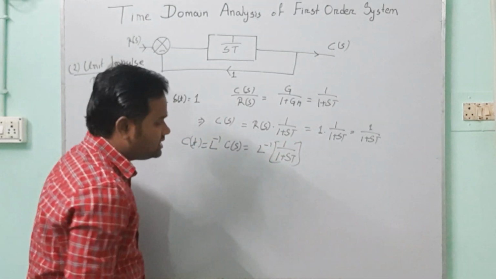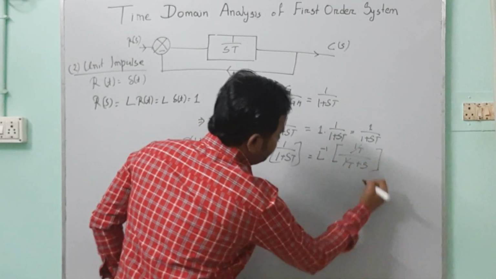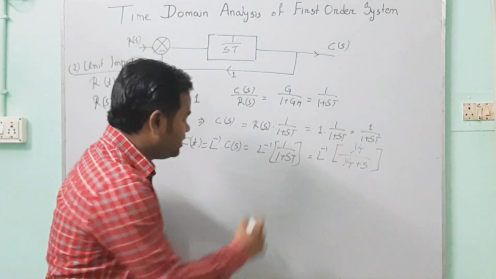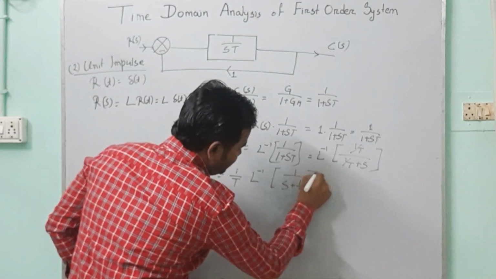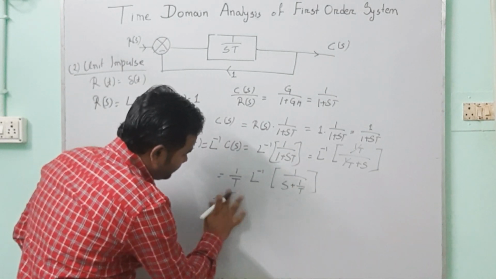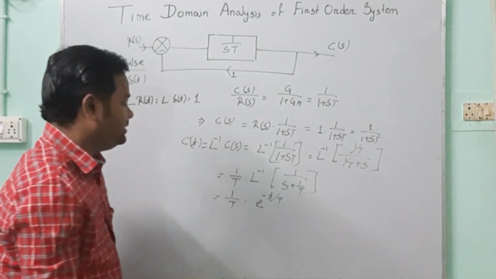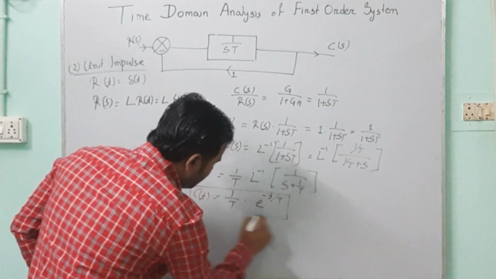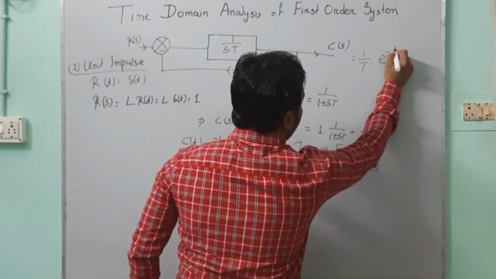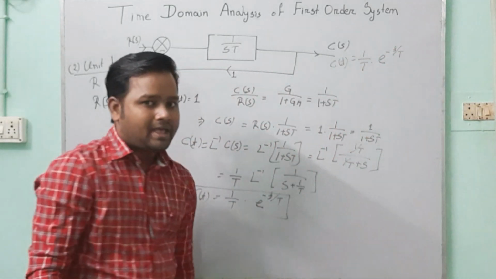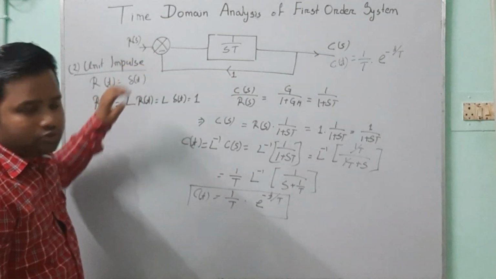If we simplify this 1 by 1 plus ST, we get the Laplace inverse of 1 by T divided by 1 by T plus S. So 1 by T is common: 1 by T into the Laplace inverse of 1 divided by S plus 1 by T. That implies 1 by T into, here the inverse formula is e to the power of minus t by capital T, which is C of T. Now this is the output of this transfer function, that is, 1 by T into e to the power of minus small t by capital T. Now the output is totally dependent upon time, so it is a time domain analysis when the input is an impulse input, that is delta of T.